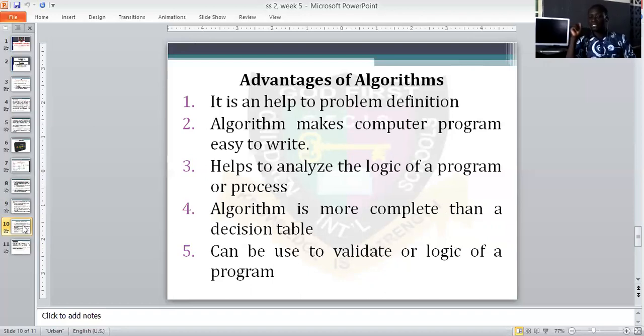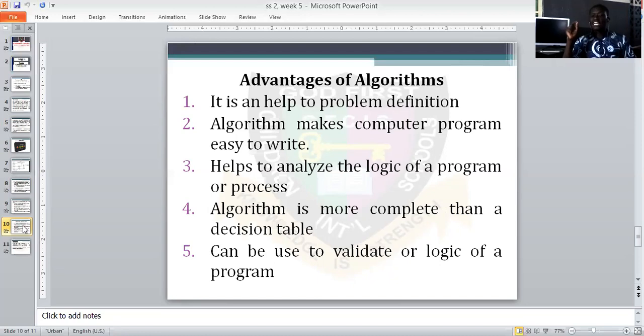Then two, algorithm makes computer programs easy to write. When you draw your plan of how you want to execute your instructions, the coding itself will be a bit easier and lesser for you, because you already have the structural template or structural pattern of what you want to do.